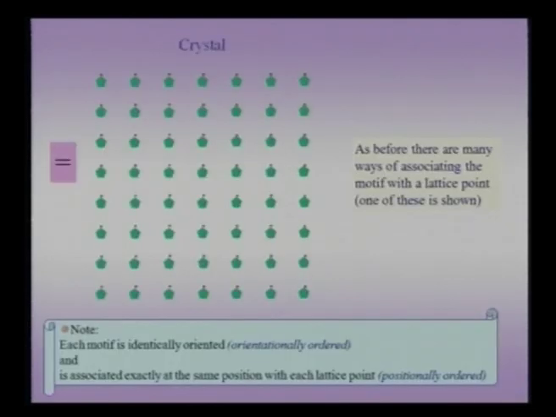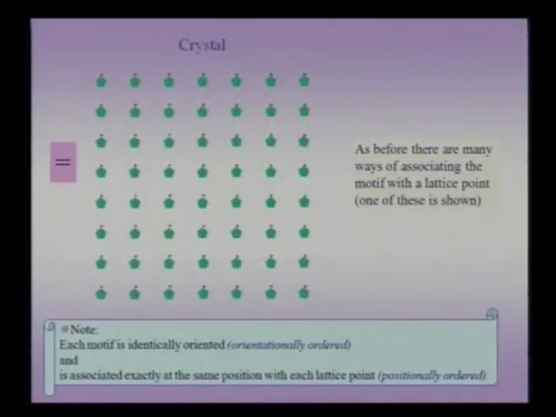So starting with this 2-dimensional lattice, which has been generated with 2 basis vectors which are not collinear, and the motif is in the shape of a pentagon, we went ahead and created a 2-dimensional crystal. And like in the case of a 1-dimensional lattice and the 1-dimensional motif, there are many ways of associating this motif, or overlaying this motif, on the lattice point, and one of them has been chosen here, wherein the tip of the pentagon is the point which coincides with the lattice point.